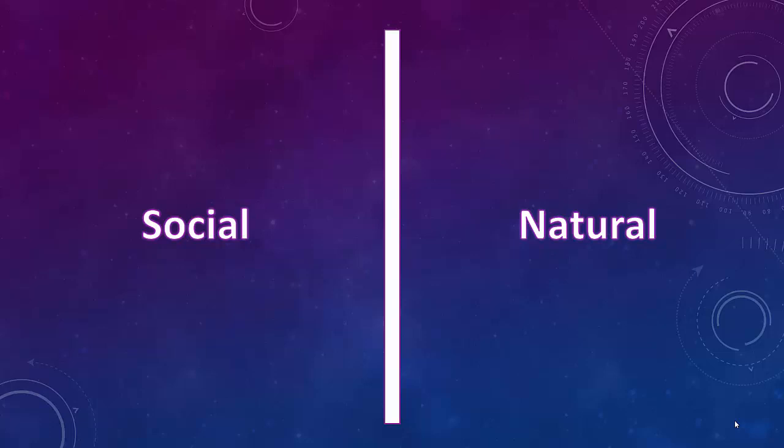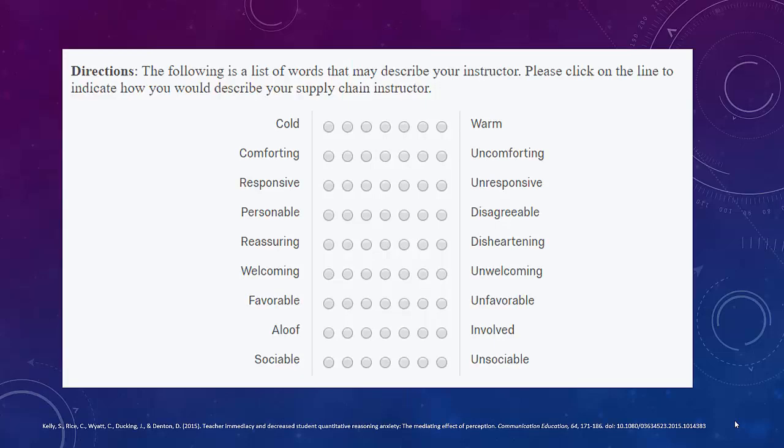What does the measurement look like in the social sciences? Well, here's an example of one that you've seen before, the perceived immediacy measure. Again, perceived immediacy is the perceived amount of psychological closeness one person feels to another. Look at the items. Here we're assessing on a scale of 1 to 7 whether you feel that the person you're thinking of is cold or warm, comforting or uncomforting, responsive, unresponsive, personable, disagreeable, and so forth.